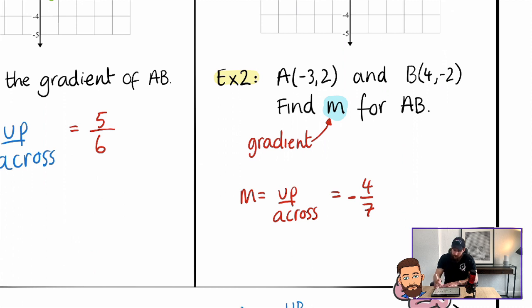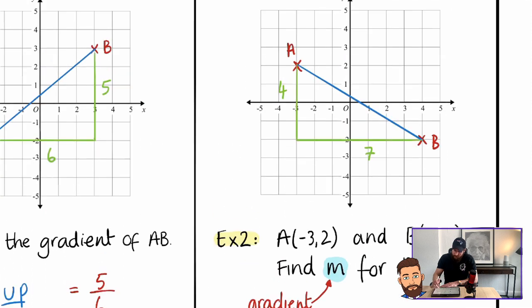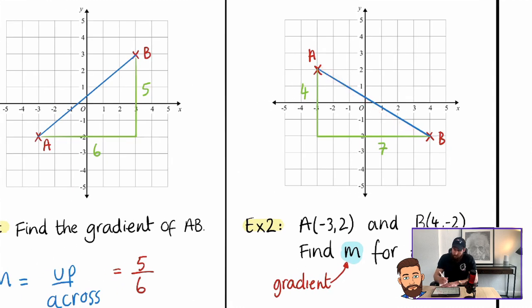And what does that mean? That just means every time I go across 7, I have to go down 4 because it's negative. Every time I go across 7, I have to go down 4. And we discussed, you can draw your triangles in that direction as well. It makes no difference. But that would be the gradient between the 2 points A and B.